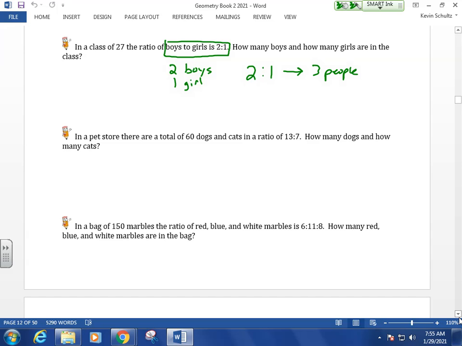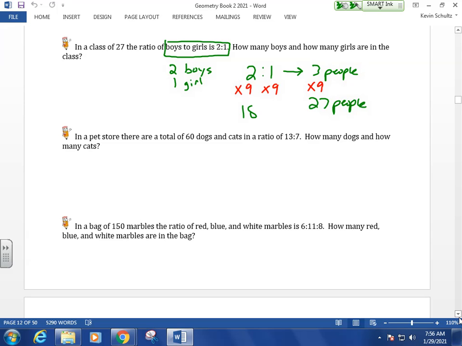Okay, because what we have here is a ratio that's already been simplified. So what we have to think here is, 2 to 1, that's 3 people. I need to get to 27 people, which means I need to multiply 3 by 9 to get to 27 people. And if I need to multiply the whole 3 by 9 to get to 27, I also have to multiply both the boys and the girls by 9.